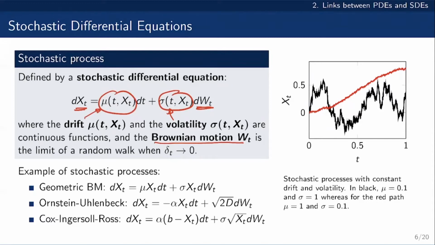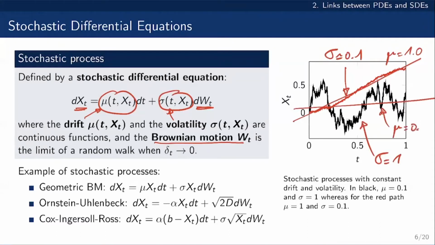On the right side of the slide, I have plotted two different paths. The red one has a very small volatility, but it has a trend, the drift, which is equal to 1. As opposed to the black path, where the volatility is very high, but the drift is very small. And you can see, for example, on the black line, there is way more noise than the red one. And so you can play with those parameters to adjust the shape of the path.